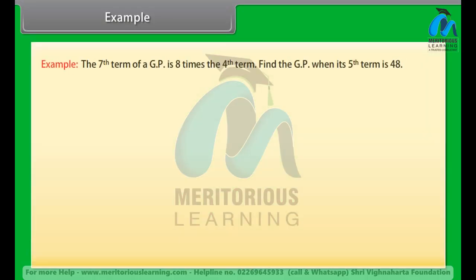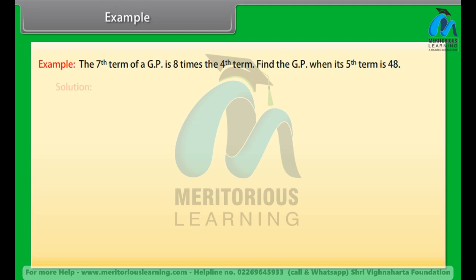Example: the 7th term of a GP is 8 times the 4th term. Find the GP when its 5th term is 48. Solution. Given that A7 is equal to 8 into A4, it implies a into r raised to power 6 is equal to 8 into a into r cube. It implies r cube is equal to 8 is equal to 2 cube. It implies r is equal to 2.